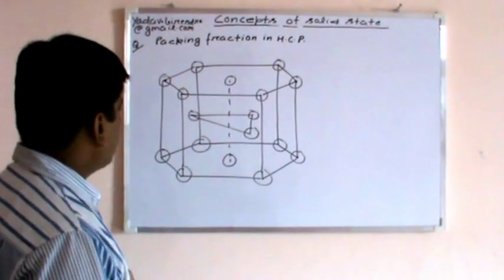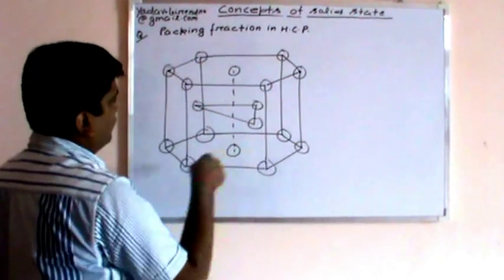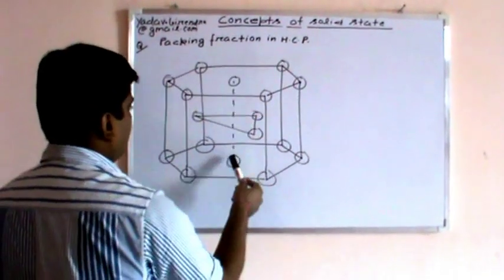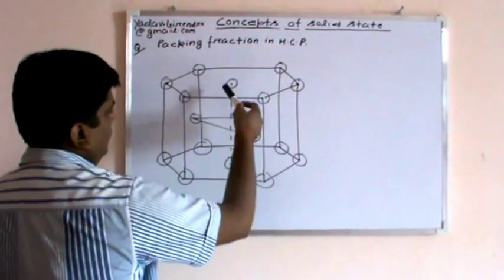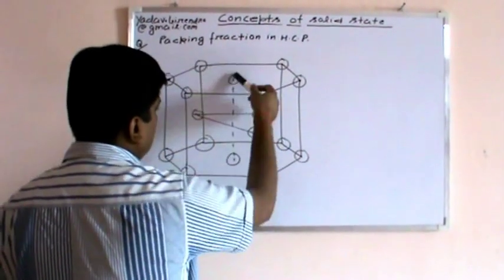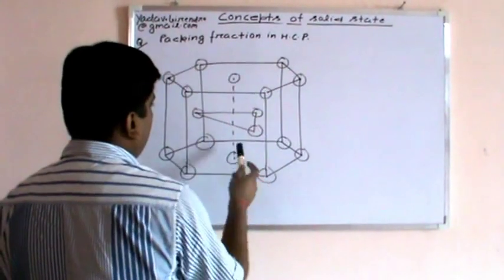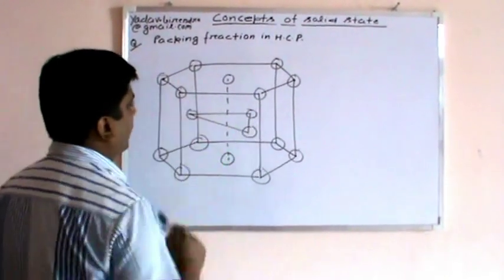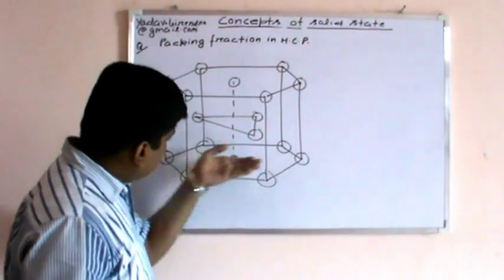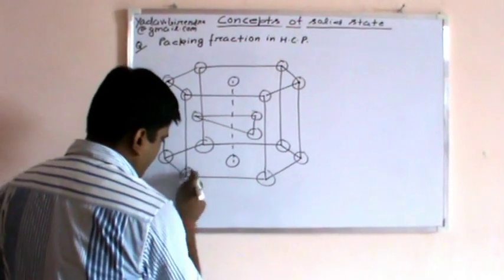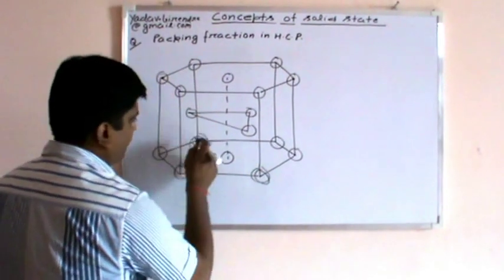The structure is like this. There are 12 corner atoms here, 2 face center atoms, and 3 atoms are inside this body. If we join these 2 atoms, the line passes through the centroid of this triangle. In the first layer, these atoms are touching each other.